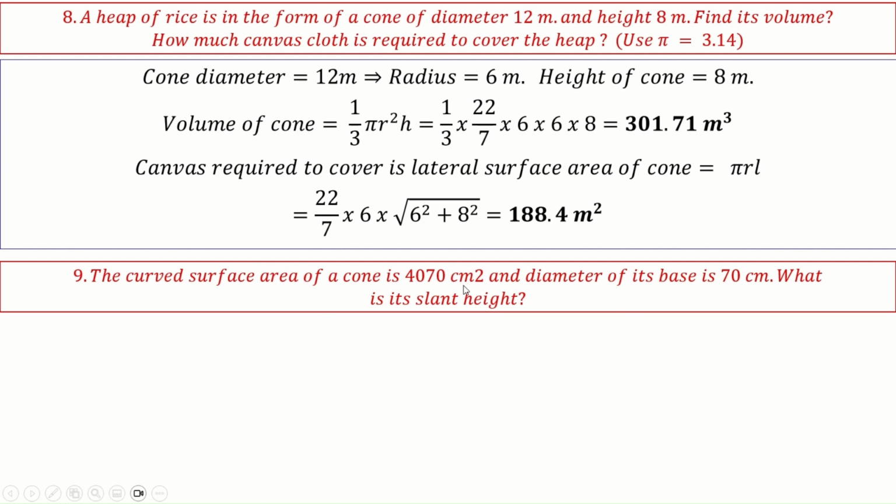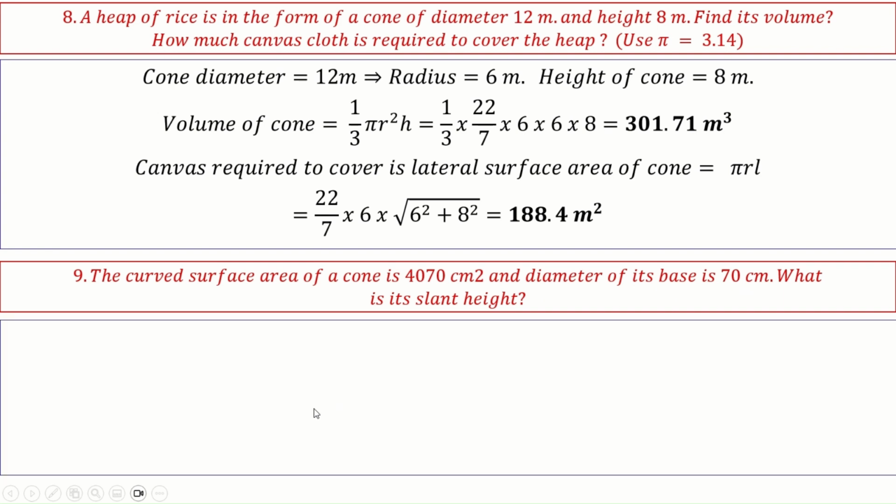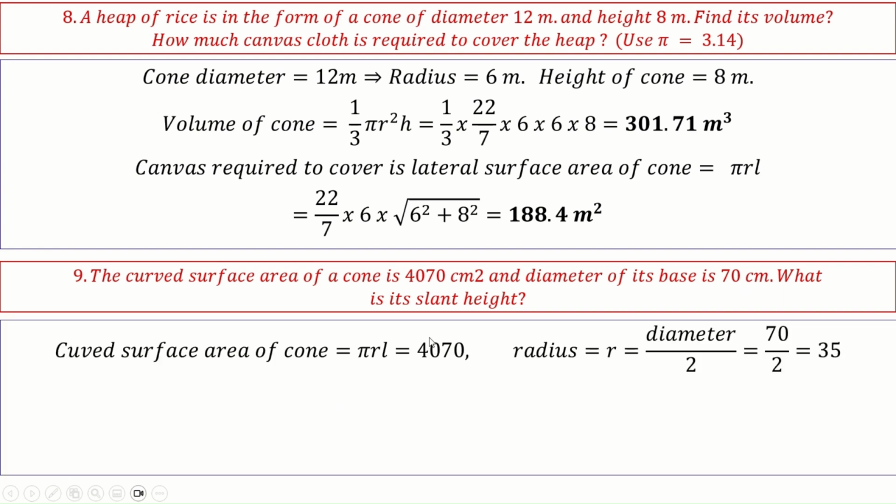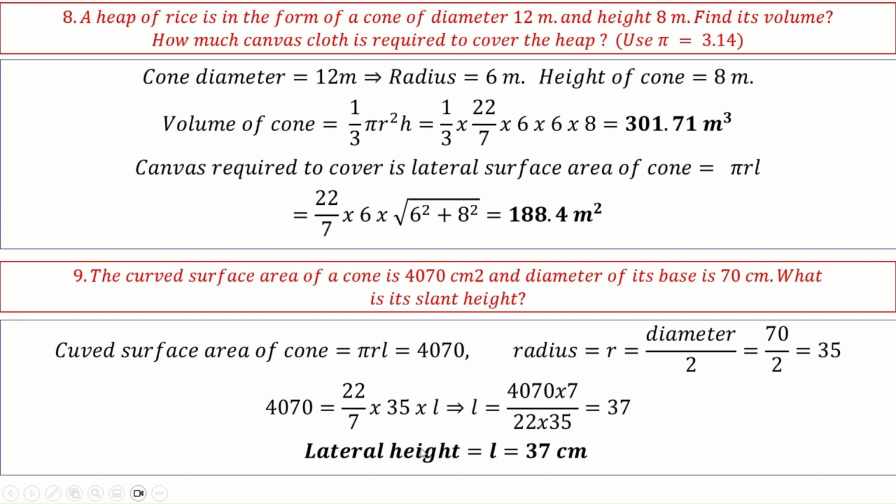Curved surface area of a cone is 4070 centimeters square, and the diameter of its base is 70 centimeters. What is its slant height? Obviously it's straightforward. Pi r l is given. r is nothing but 35. If I substitute values, I get the value of l, which is nothing but 37 centimeters. Most of these questions are very simple. You just need to remember the right formula, imagine the right object for the given question, and then just apply the formula. That's it.